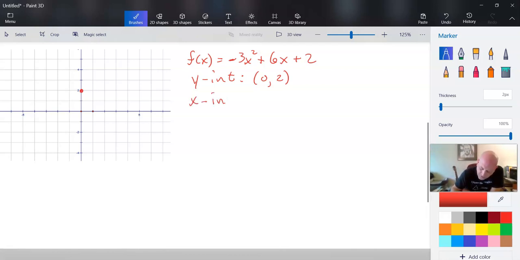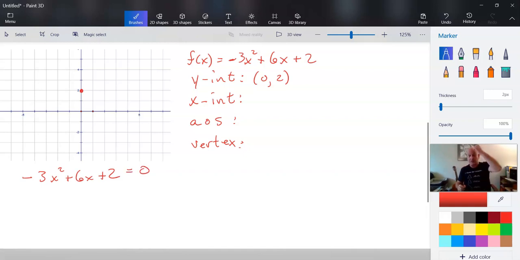And actually, I know I'm finding the x-intercepts, but the process I'm following is going to allow me to find the axis of symmetry and prepare to find the vertex at the same time. So let's go ahead and start. I'm just going to start it over here. Minus 3x squared plus 6x plus 2 equals 0. So we are using the quadratic formula.